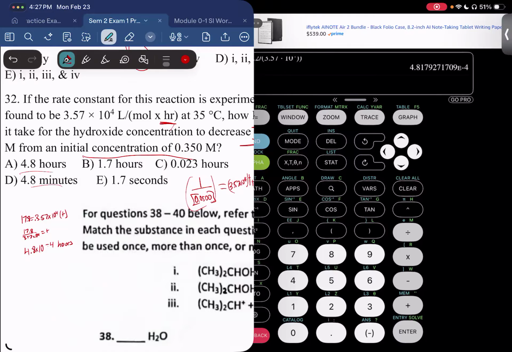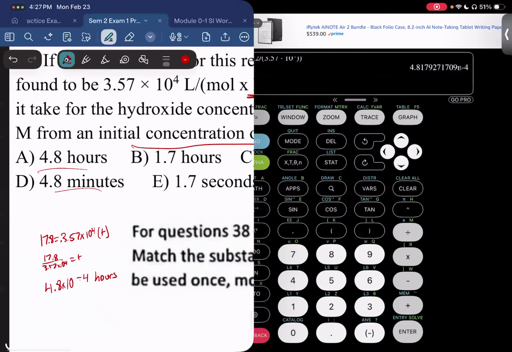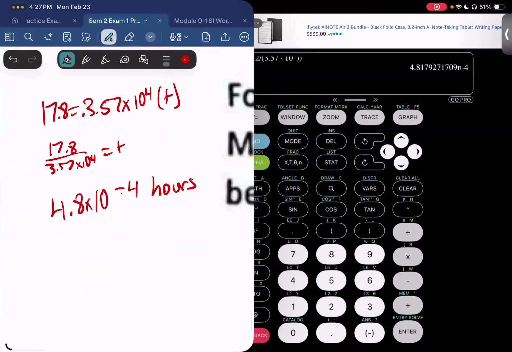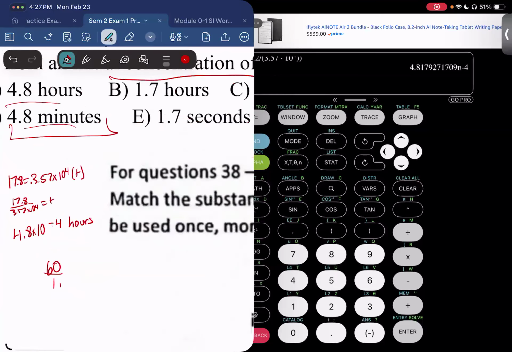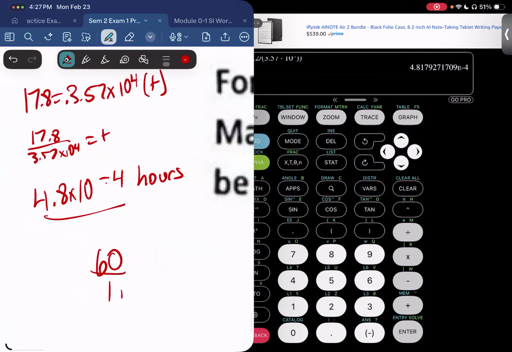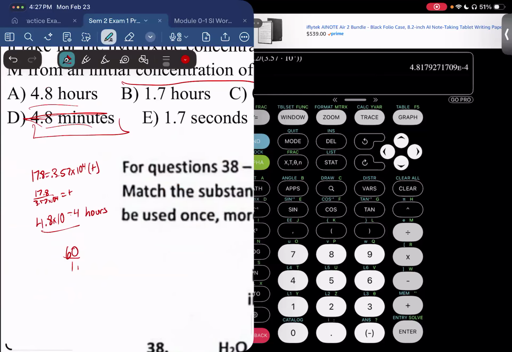One thing that I would consider doing is trying converting to minutes, or maybe converting to seconds. The only thing is, if you converted it to minutes, you're not going to get 4.8. The reason I'm saying that is because for every 1 hour, there's 60 minutes, right? So if I did 1 over 60, you're not going to get 4.8 minutes if you multiply this by 60, if that makes sense. So that's why D is wrong. A is wrong. So let's try to do seconds.